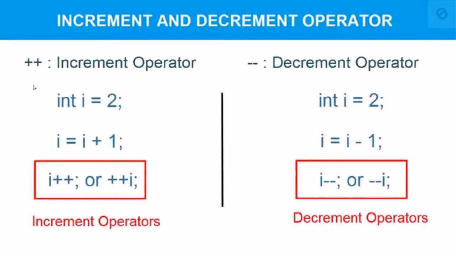Incrementation is really useful in loops, which we'll be going over in a later presentation. It's pretty straightforward. Same thing with decrementation. If I have a value of 2 and I want to do I equals I minus 1, I can do I minus minus or minus minus I.